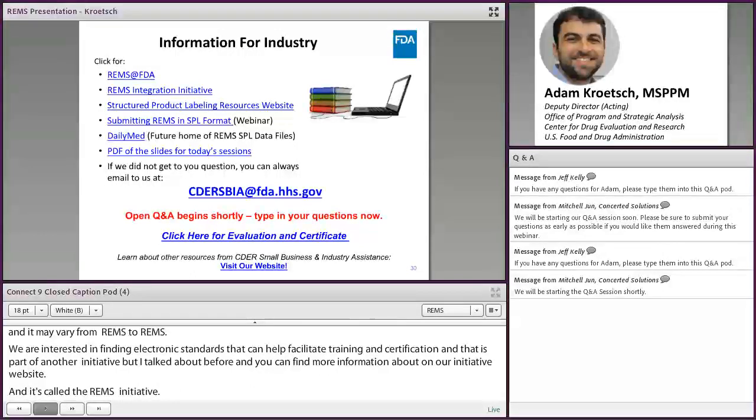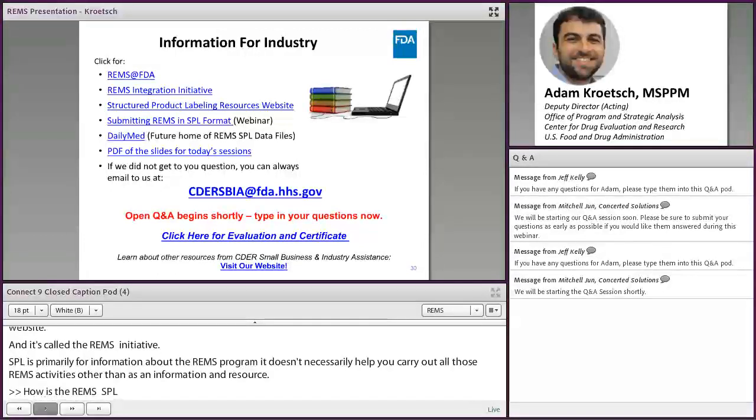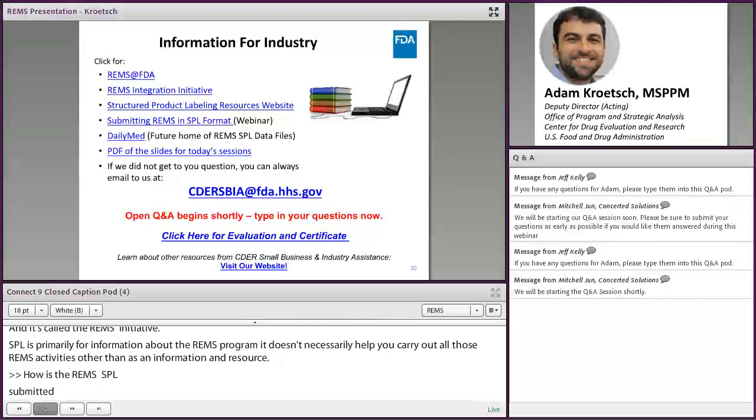The next question. How is the REMS SPL submitted? Through ECTD, through WebTrader? Is there a target for requiring REMS in SPL format? So I guess those are really two questions. The first question, how is the REMS SPL submitted? We would expect, if you intend to submit your REMS in SPL format, that you would, as a sponsor, submit that through the ECTD as part of your application.